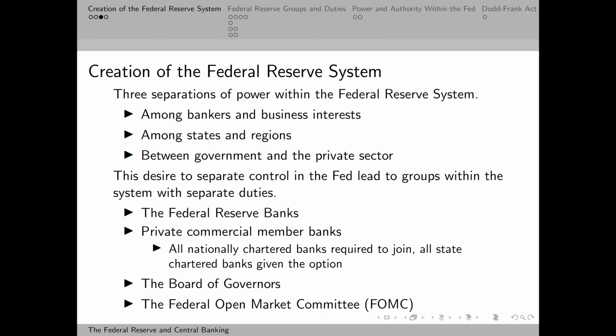And so there are three separations of power within the Federal Reserve System. You have the power among bankers and business interests, among states and regions, and between the government and the private sector. And the desire by Congress was to separate control in the Fed to lead groups within the system with separate duties. And so they made four different groups: the Federal Reserve Banks, private commercial member banks, of which all nationally chartered banks are required to join, the Board of Governors, and the Federal Open Market Committee.